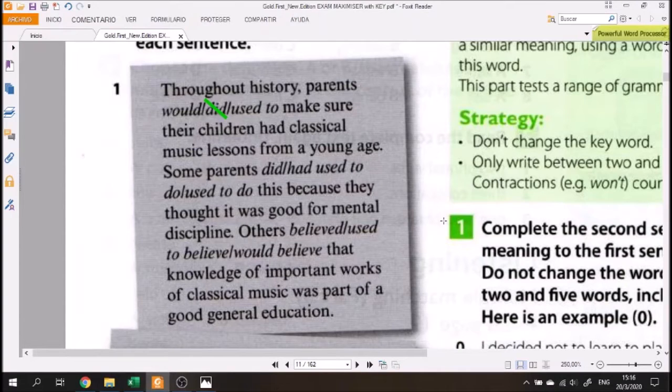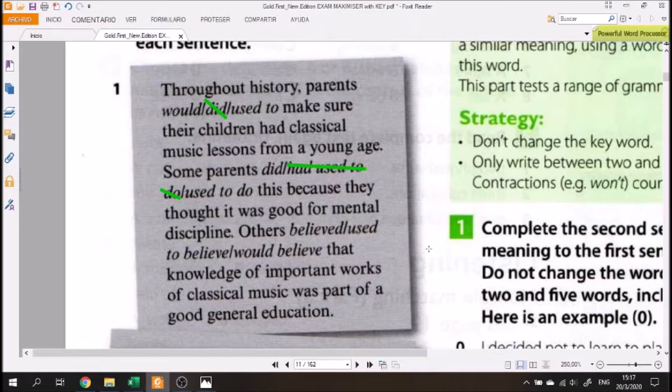Some parents did or used to do are the correct ones. Had used to do is not correct. Past perfect doesn't make any sense in this case because we are referring to habits and that's not the use of past perfect. Some parents did or some parents used to do this because they thought it was good for mental discipline.